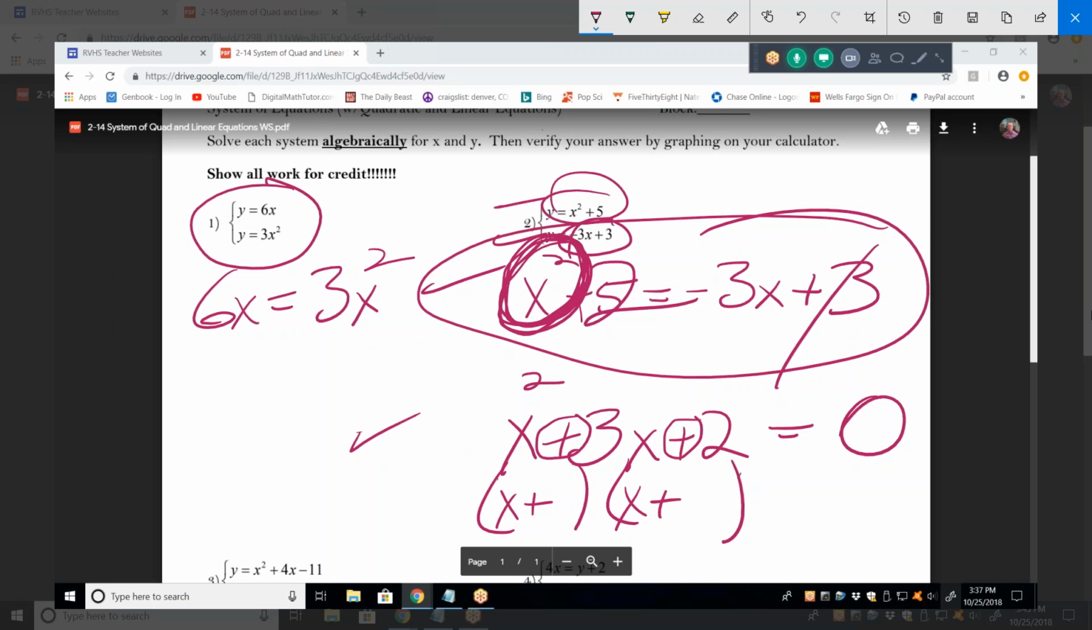And now you're just looking for factors of 2, which is 2 and 1. Those are the only ones. Okay, so what's my solution?